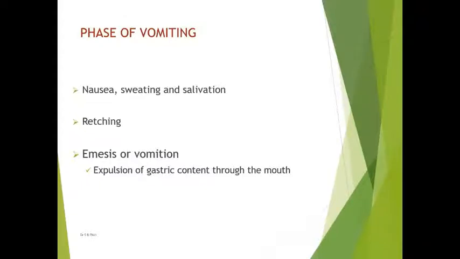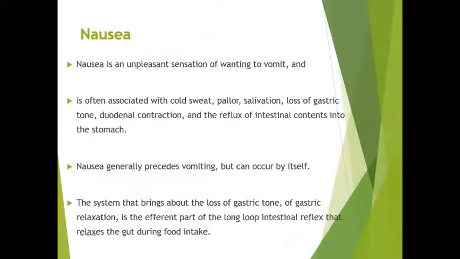Then wrenching is whereby you have contraction of the abdominal muscles, contraction of the stomach. You can start feeling now that the vomitus is about to come out. So that sensation that says there are some things coming towards the oral cavity is called wrenching. Then emesis, or vomiting, is the expulsion of gastric content through the mouth. So the actual act of vomiting is called emesis. So antiemetic drugs means they are against vomiting. So you can use antiemetic drugs to inhibit vomiting. Okay, so emesis is the actual act of vomiting.